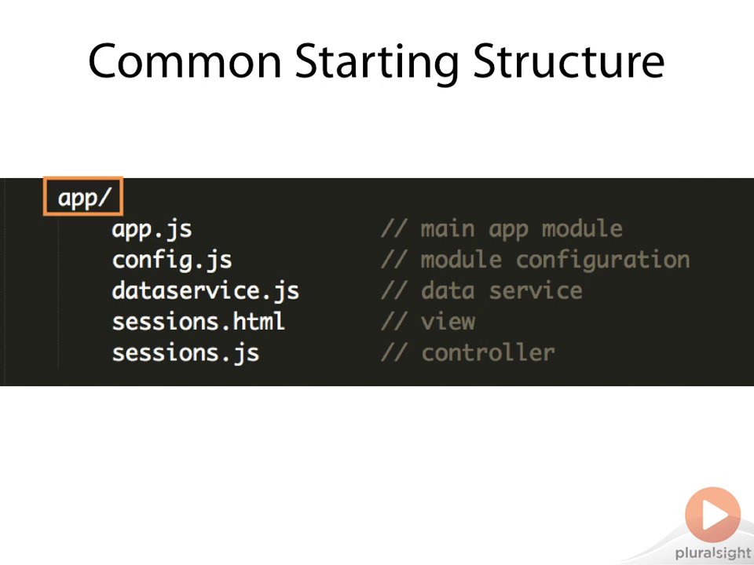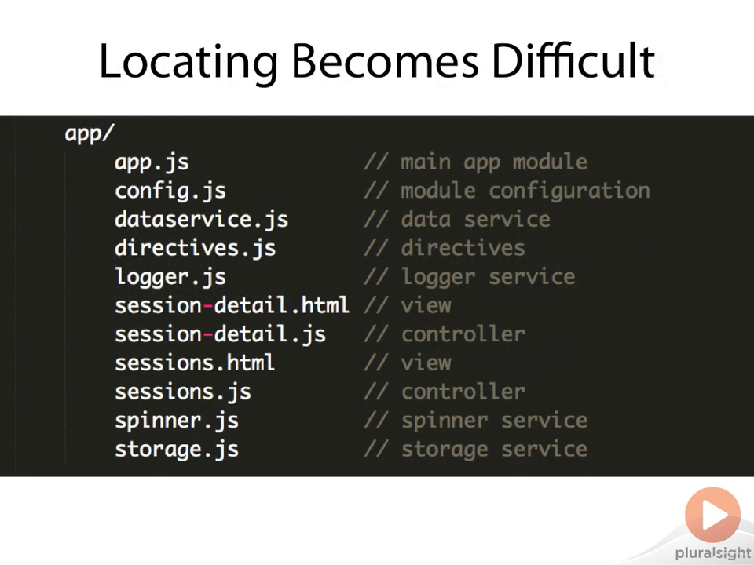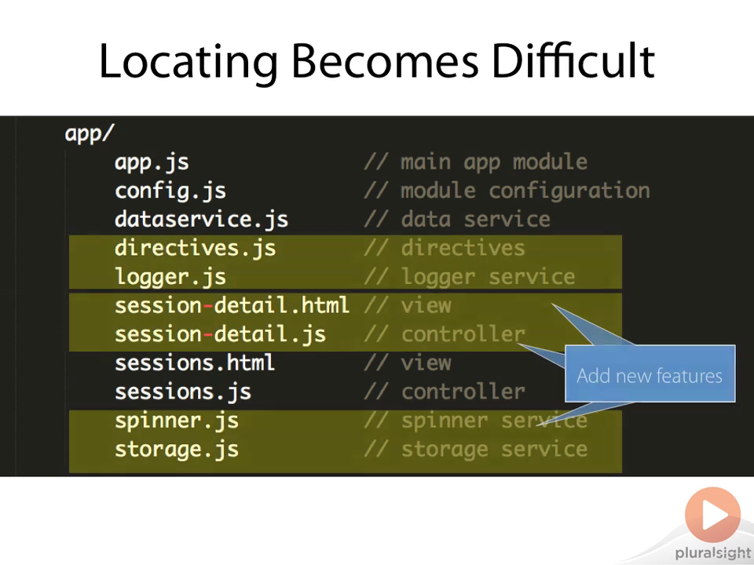Everything's in one folder, and it kind of makes sense here because I only have one view and I've got one service. Not a big deal. And it's all easy to locate because there's only a couple files, and I kept it as flat as possible. But now let's say I add a couple of new features, such as some directives and a new session detail view and controller, and a service for spinner and storage.